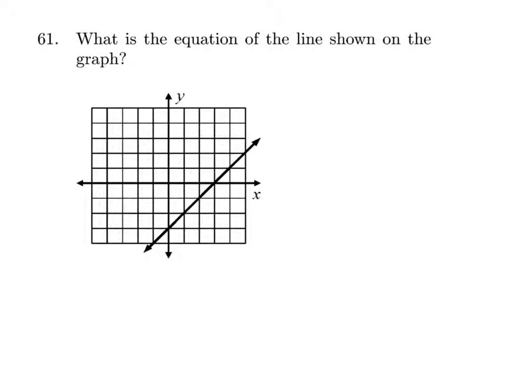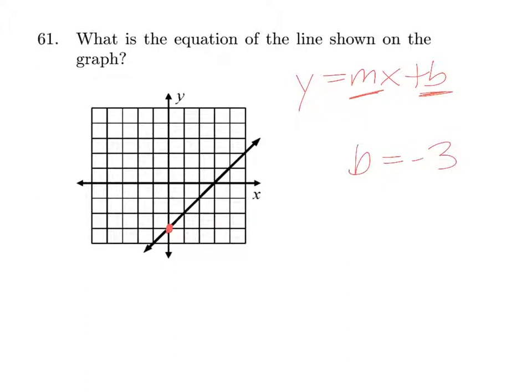Alright, what is the equation of the line shown? Well, the equation of a line is y equals mx plus b. I need to figure out the slope and the y-intercept. The y-intercept is super easy, right, where the line crosses the y-axis, so it's b equals -3.